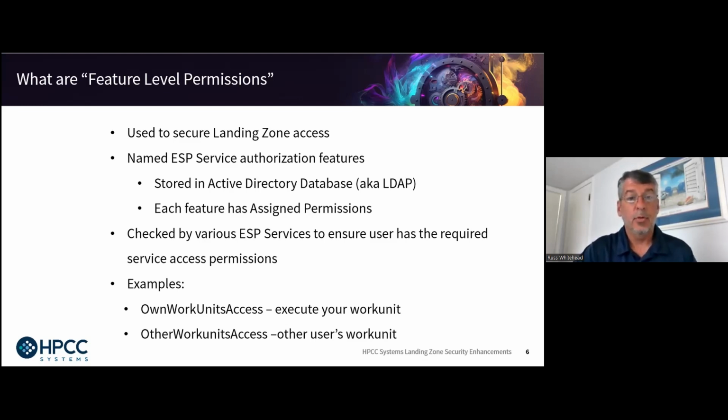As an example, there's one called Own Work Unit Access, and WS Work Units will check that you have proper permissions to the Own Work Units Access feature before you can execute your own work units. If you try to execute someone else's work units, it checks a different feature called Other Work Units Access to ensure that you're authenticated and authorized to do such an activity.